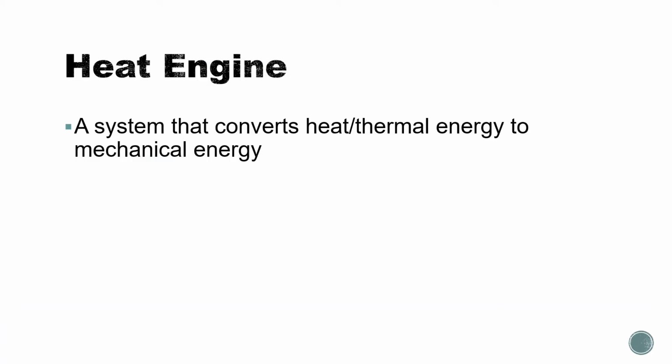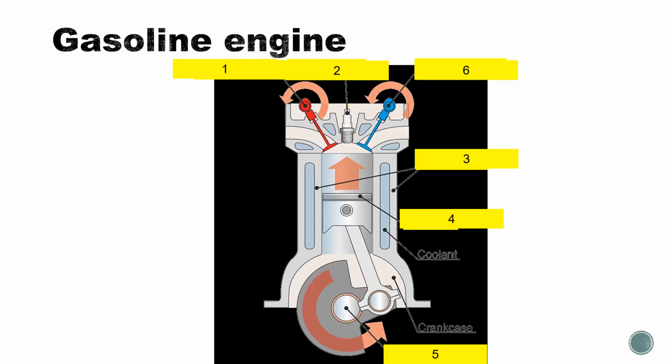Now, let's proceed to heat engines. A heat engine is a system that converts heat or thermal energy to mechanical energy. There are two types of heat engine. The first type is the gasoline engine. Here are the parts of the gasoline engine.